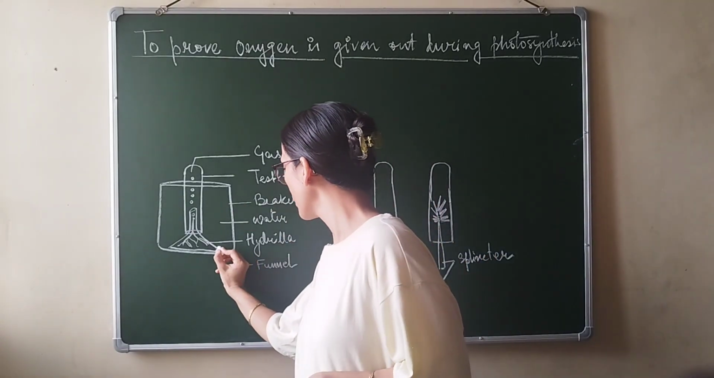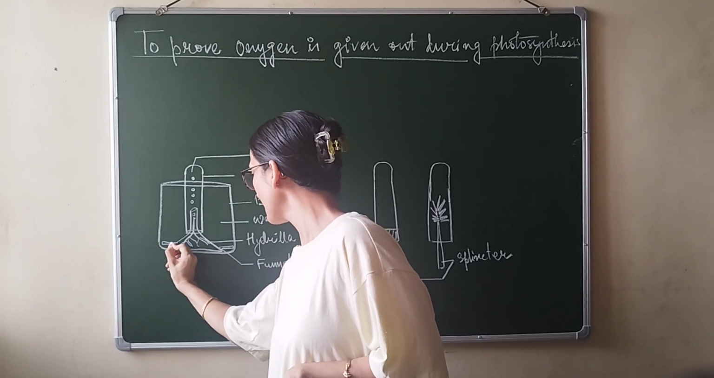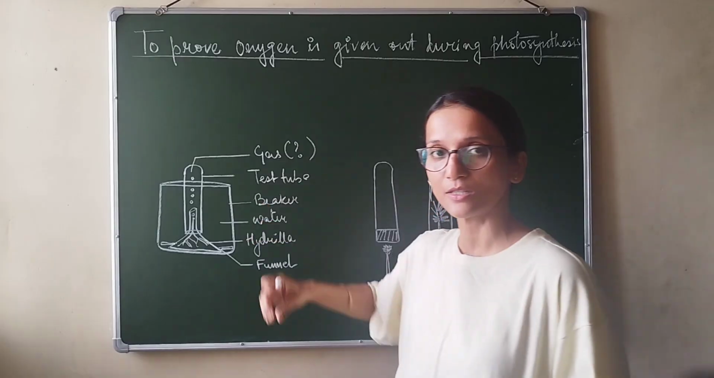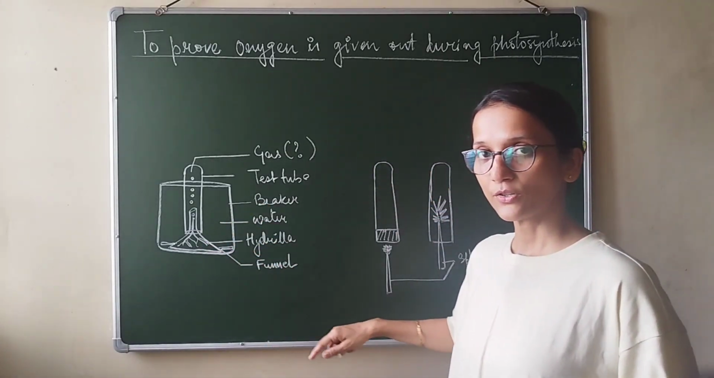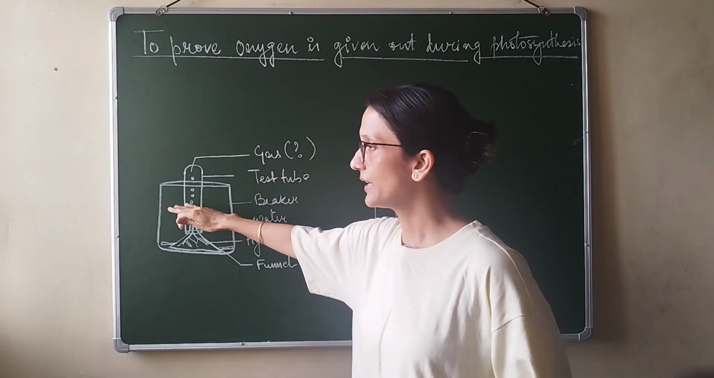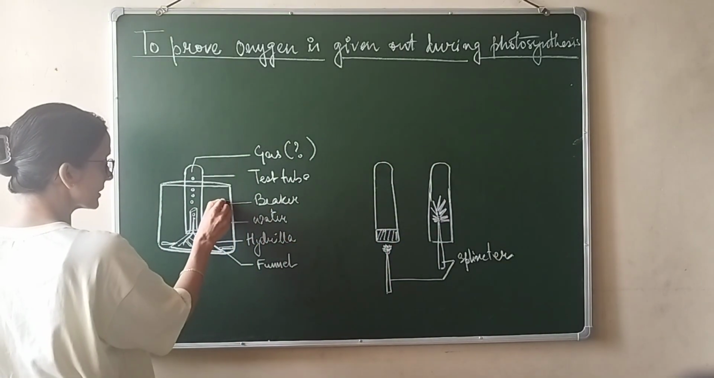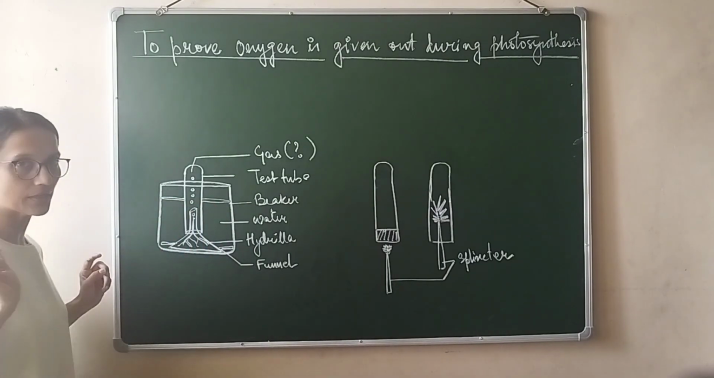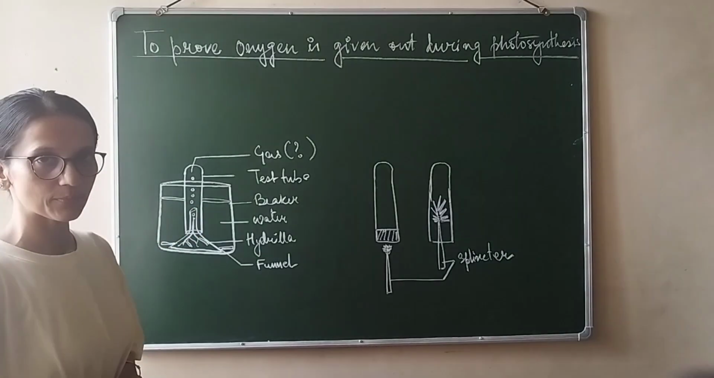You also have to assume one thing, that this funnel should remain in place with the help of two supports, any support, because otherwise the funnel will have a tendency to go up. So what did we do? We took hydrilla, we covered the hydrilla with a funnel, and then we filled the beaker with water. When you're filling the beaker with water, you just have to remember one thing: the level of the water should be above the stem of the funnel. That is very necessary. Okay, so the level of the water has to be above the stem of the funnel.